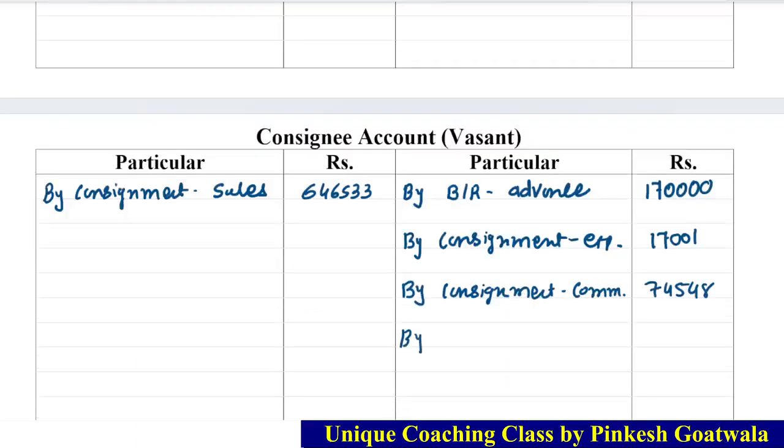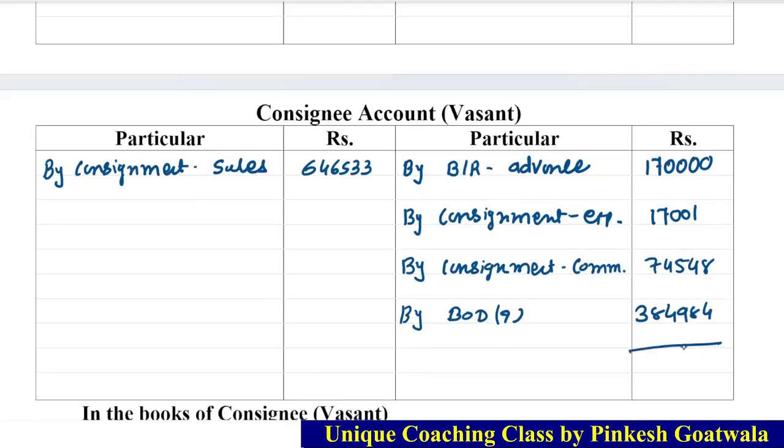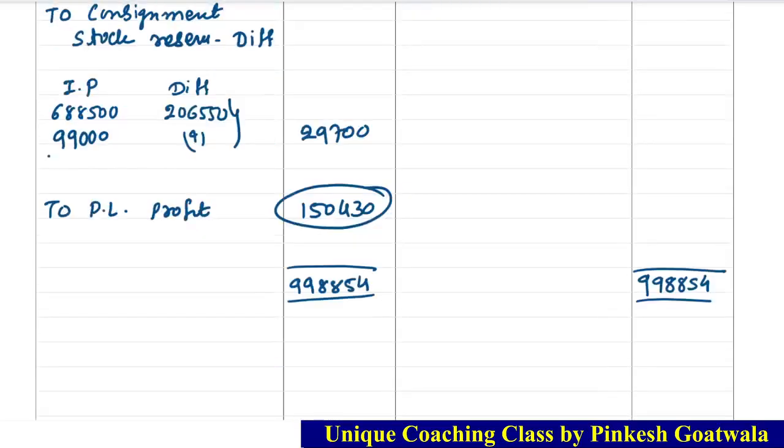The difference will be balance carried down: 646,533 minus 170,017, 74,548. So the difference is 3,84,984. Both sides are 646,533. Now our sum is completed, but in this sum we are going to learn one more point.